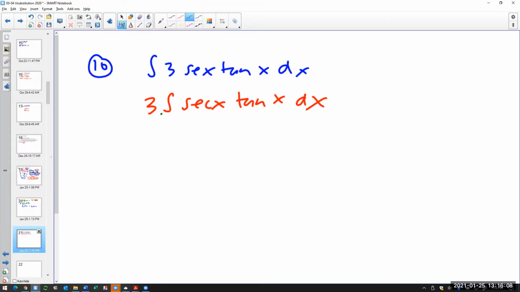All right, go look on your formula sheet. Is this on your formula sheet somewhere? Secant tangent. Yes, what is it? Secant x plus C, and there's your answer. Okay, what other questions do you guys have?